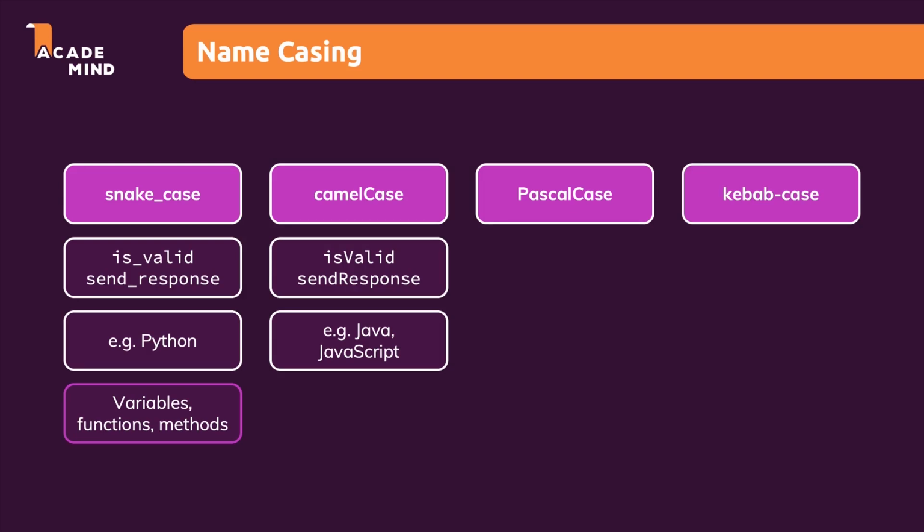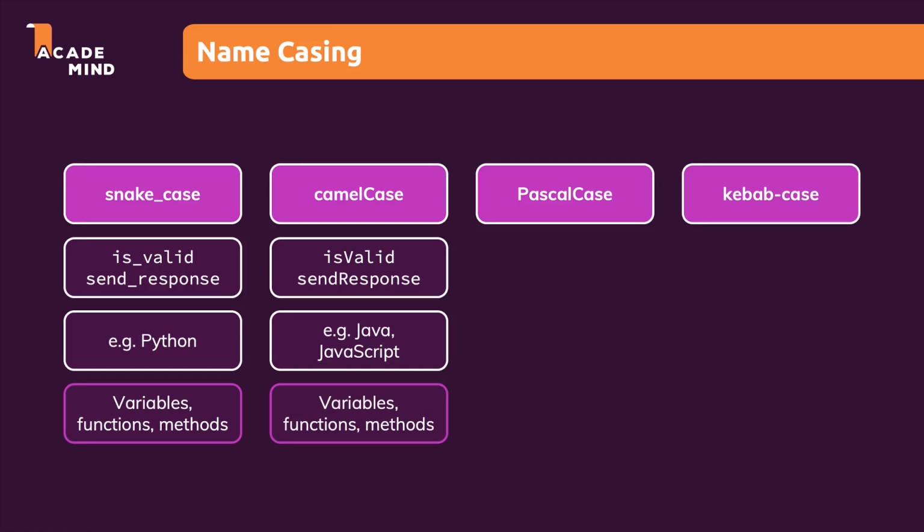The first character in the name is always a lowercase one, like the I in is valid and the S in send response, but then every word in that phrase starts with an uppercase character, like the uppercase V in valid and the uppercase R in response. Again, this camel case notation is used by many other programming languages, but it's used for the same things as Python uses snake case, and that would be variables, functions, and methods.